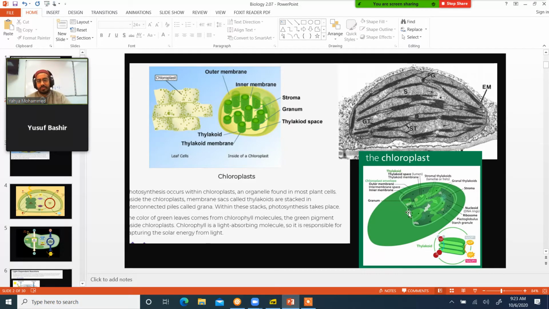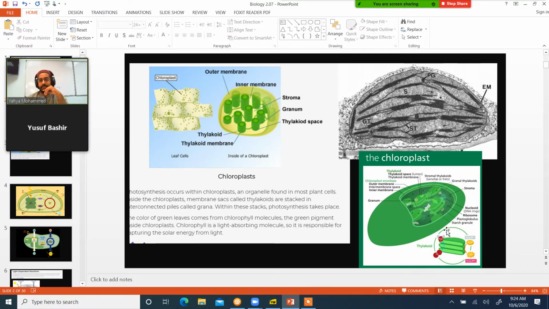Now inside, you see those stacks of things, some kind of plates being stacked inside. Those are the thylakoids. The thylakoid has its own membrane that defines it. And then there's a thylakoid space, the space inside each thylakoid. Inside the thylakoid is an empty space. If you cut the thylakoid, there's going to be a space inside. It's not empty like there's nothing there, but there's a space.